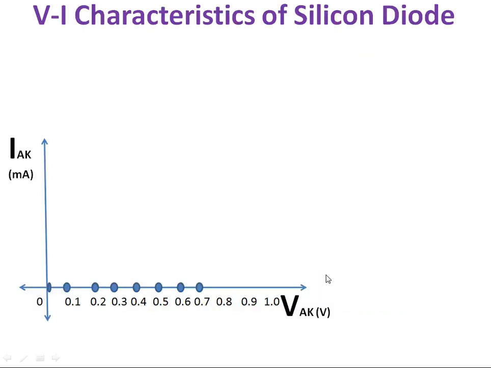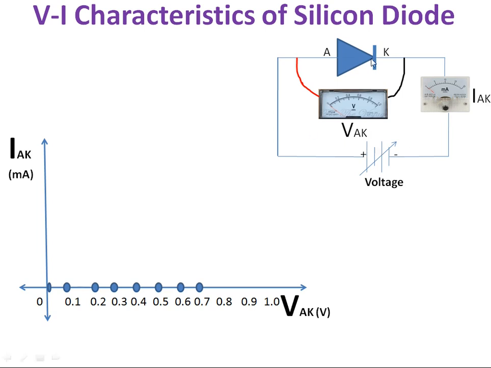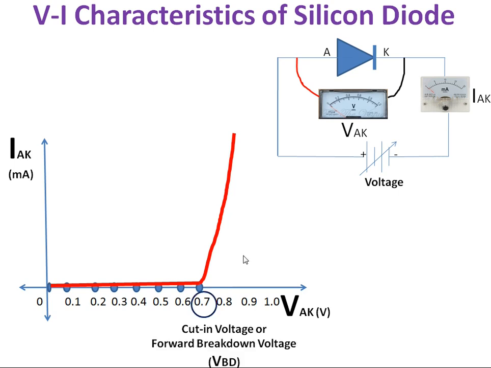When you plot the VI characteristics of a silicon diode, this is the circuit for plotting it. Your anode is connected to high potential, cathode is connected to low potential. This voltmeter measures the voltage drop across the diode, and IAK measures the anode to cathode current. When I apply 0.1 volt, there is no current. For 0.2, 0.3, 0.4, 0.5 up to 0.7, there is no current flow in the given circuit because the depletion layer is still present. After 0.7, if I increase the voltage to 0.8, the current starts increasing. So this 0.7 volt is known as the cut-in voltage or forward breakdown voltage.